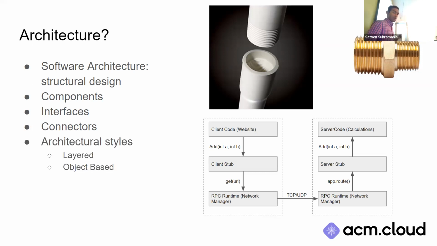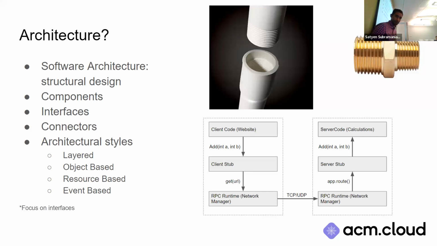Okay, awesome. So then I'll quickly introduce the four architectural styles that we'll be covering. There's a layered approach, object-based, resource-based, and event-based. We're going to go into them in detail in a second. And one last thing here: make sure that you focus on the interfaces between the components, because that's really what's going to distinguish between these four architectural styles when we go through.